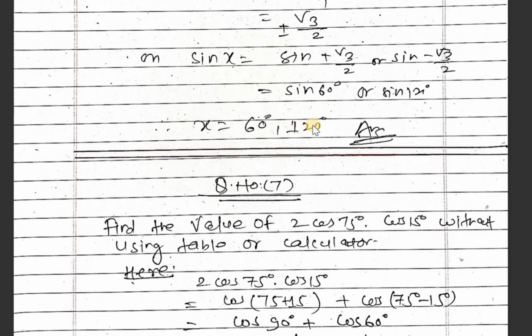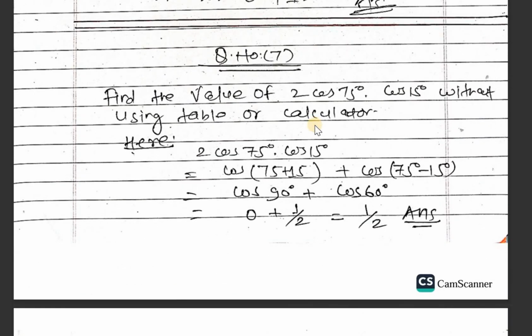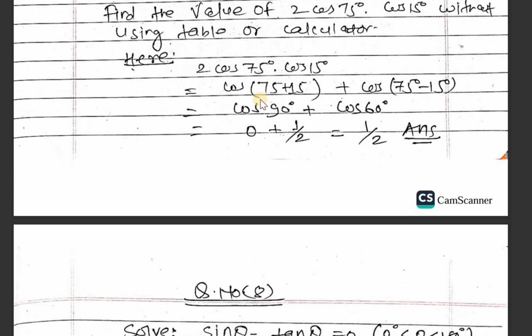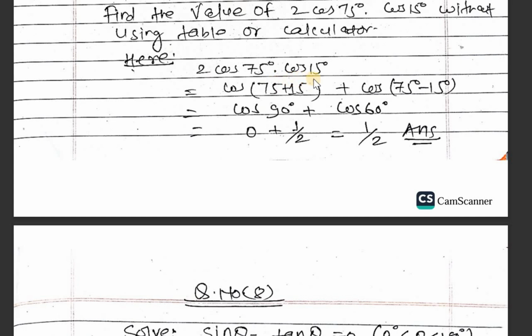So 60 and 120. And our next problem is: find the value of 2 cos 75 into cos 15 without using a calculator. 2 cos 75 cos 15. We know this is the formula for 2 cos A cos B, cos (A plus B) plus cos (A minus B). So cos (75 plus 15) plus cos (75 minus 15), that is cos 90 plus cos 60.